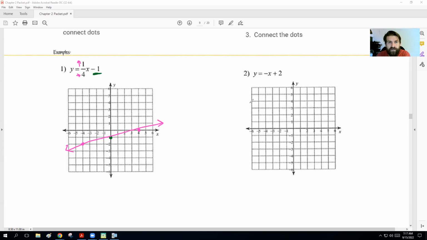All right, if you want to try the next one on your own, you can pause this video. But let's get this started. So you're going to start with the y-intercept. The y-intercept is at 2. So on the up and down line, you're going to start at 2.